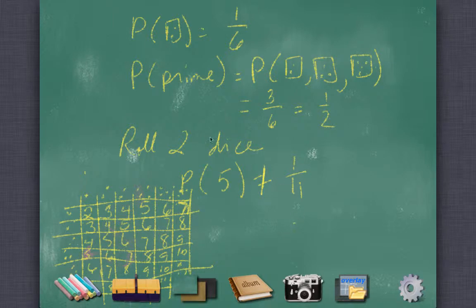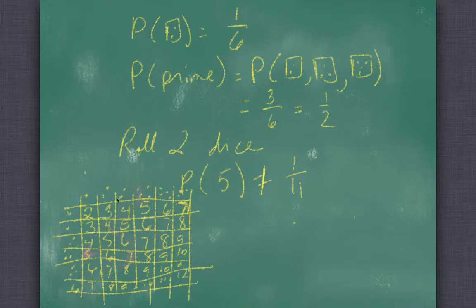Well, okay, so the probability of a 5, there are now 6 times 6 little squares. 1, 2, 3, 4 of them are 5s. So the probability of 5 is 4 out of 36.